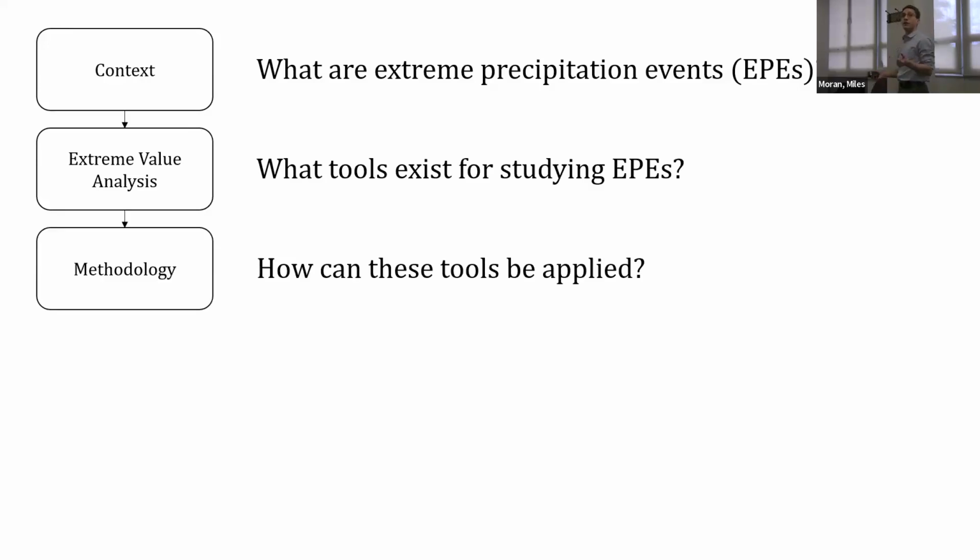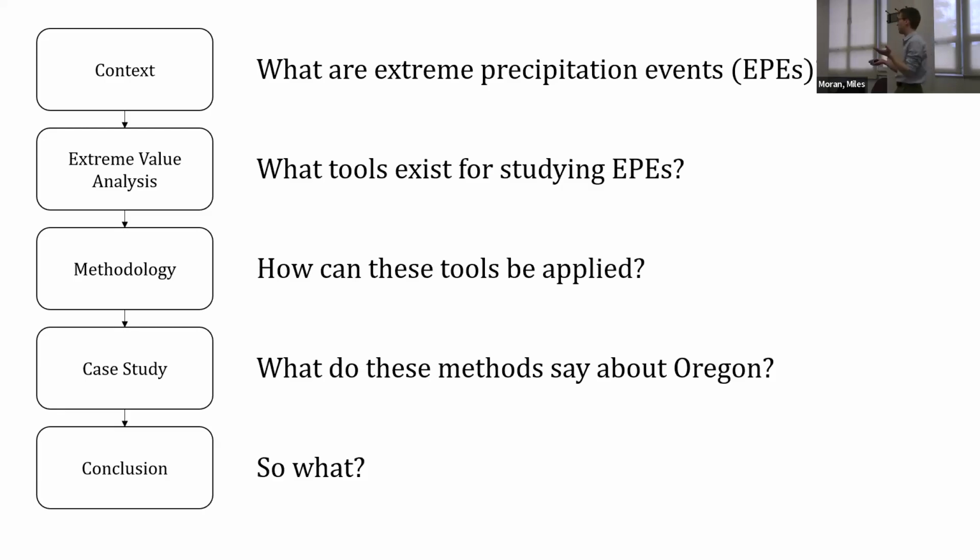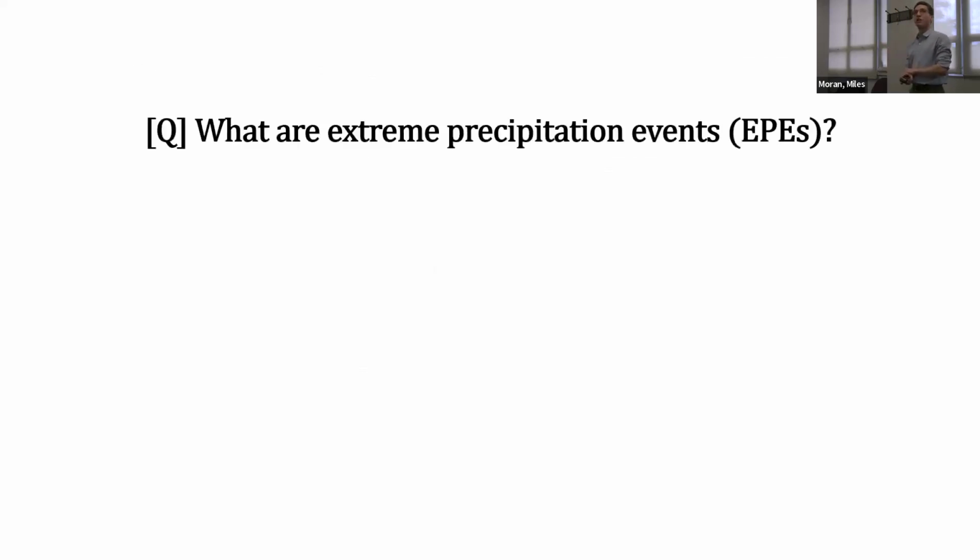If we have the tools, then exactly how can these tools be applied? And for that, I'm going to propose a general methodology. And then we want to know, okay, if we apply these methodologies to specific experimental data or observational data, what do those methods say about, for example, precipitation extremes here in Oregon? And for that, I'm going to present a case study. And finally, I want to leave you with a question: so what? So without further ado, what are extreme precipitation events?